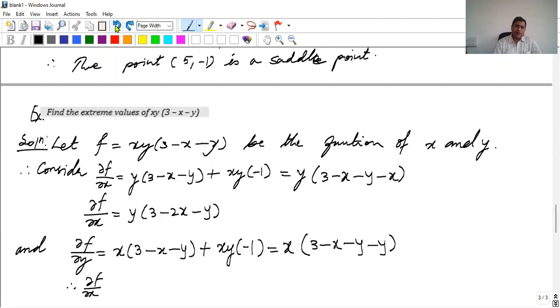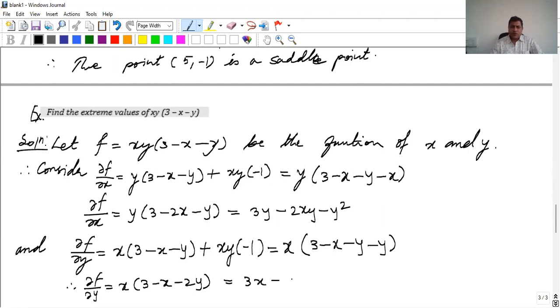Okay? So we got ∂f/∂y = x(3 - x - 2y). Okay. So here I can write this as 3y - 2xy - y², or here I can write this as 3x - x² - 2xy. Okay, so these are the first order derivatives. Now we have to solve these two equations, ∂f/∂x = 0 and ∂f/∂y = 0. Okay, so let us try this.